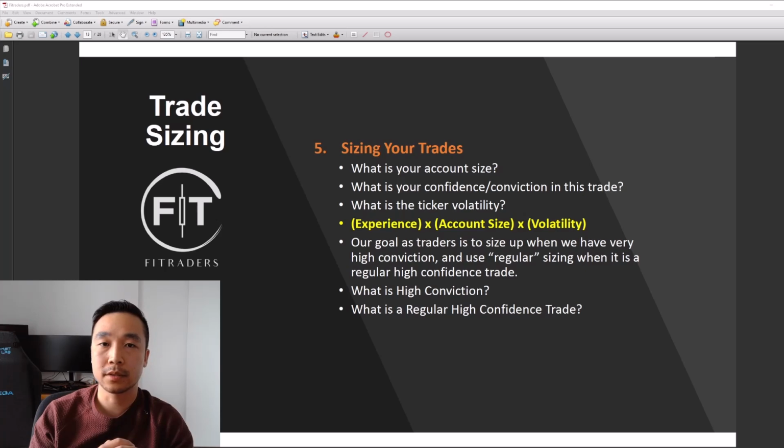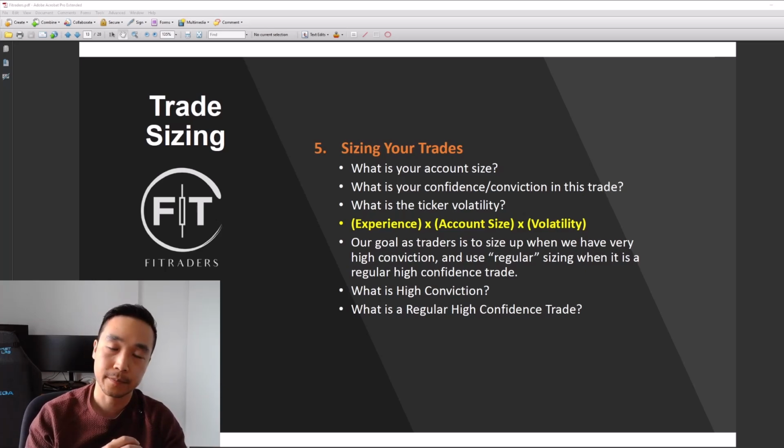And that really depends on your experience and the amount of time you have in the market, what kind of edge you have in the market. And the third one is what is the ticker volatility?